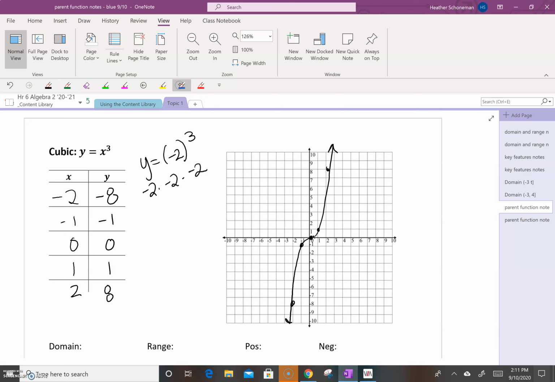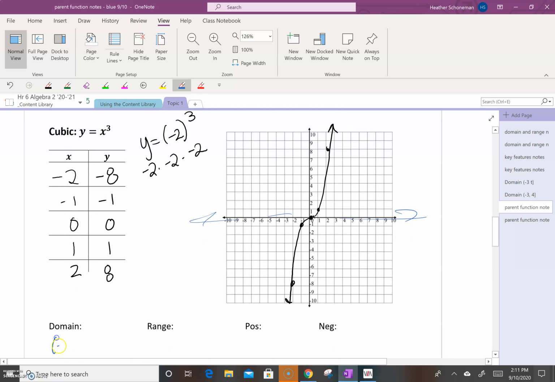Domain: all the x values are going to be met left and right, so it's everything. So the domain is -infinity to infinity. The range is going to go up and down. It's -infinity to infinity. Positive and negative, we're going to cut the graph in half. Anything that's below is negative.